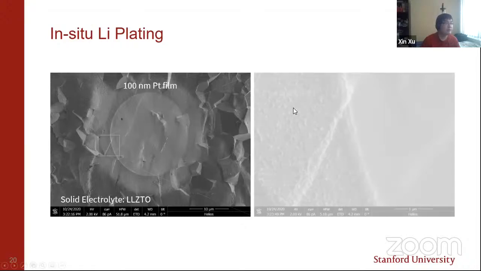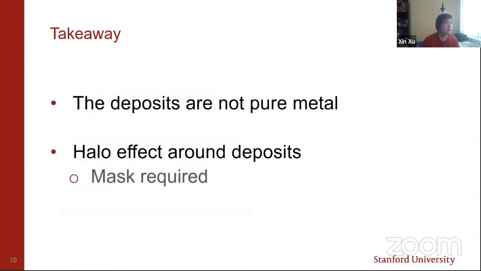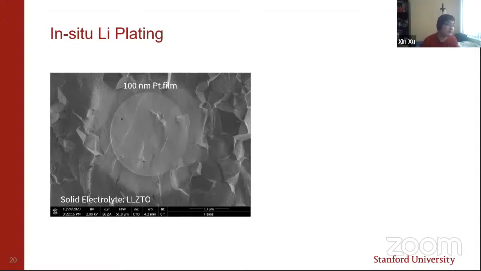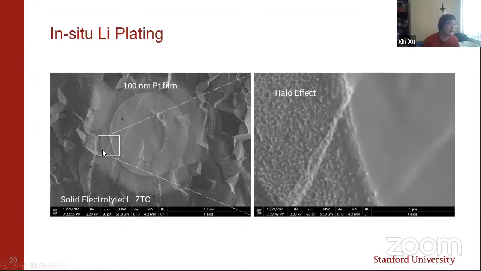So I think I'll give one special example here to show the halo effect sometimes is not entirely bad. For example, this is the lithium plating FIB work Jeff and I did last Saturday, and we deposited some 100 nanometer thick platinum film on the LLCO, which is a lithium ionic conductor. You can see in this area there's some halo effect. The halo effect is pretty obvious. The film still has some precursor of platinum on it, but it's not a continuous film.